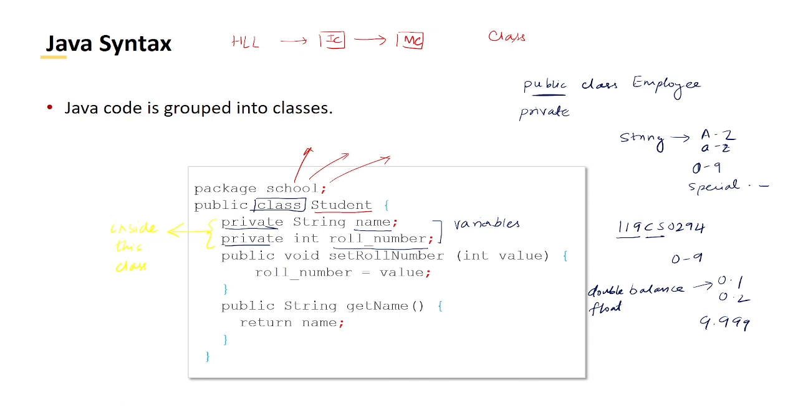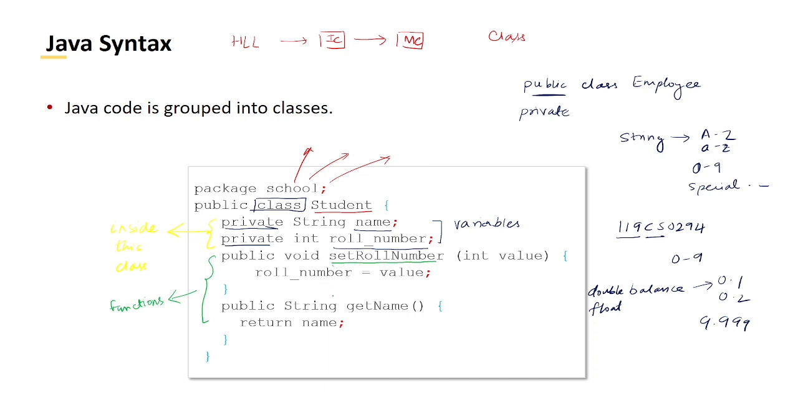And then we have something called public void set roll number and get name. Set roll number, as the name suggests, means we have to set the roll number, put some value in this roll number variable. So we use this function. These two are variables, and these two are methods or functions. Functions mean it is performing certain activities.